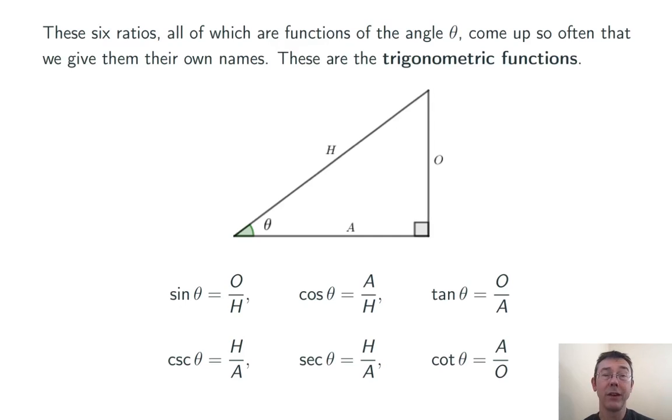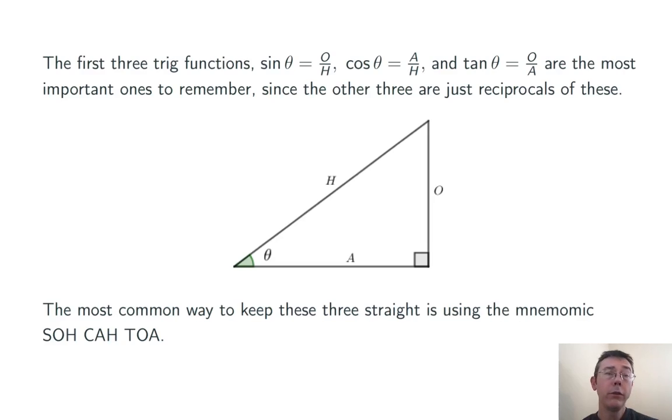Sine of theta is defined to be the opposite over the hypotenuse. Cosine of theta is the adjacent over the hypotenuse, and so on for tangent, cosecant, secant, and cotangent of theta. Of those 6 trig functions, the first 3, sine, cosine, and tangent, are by far the most common and the most important to remember. The other 3 are just the reciprocals. Sine is opposite over hypotenuse. Cosecant is hypotenuse over opposite, for instance.